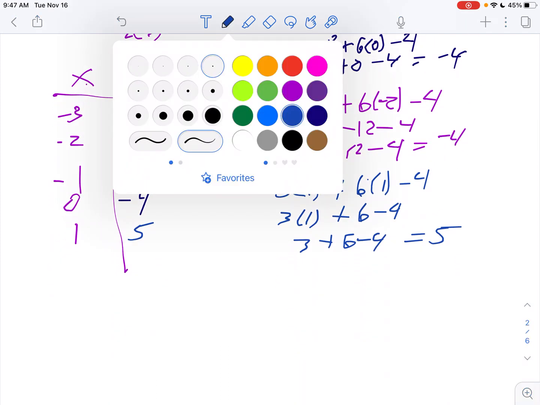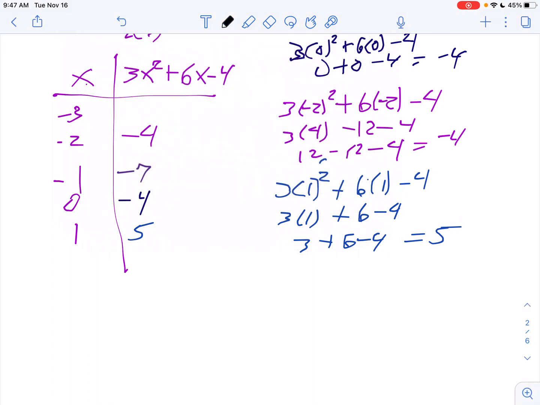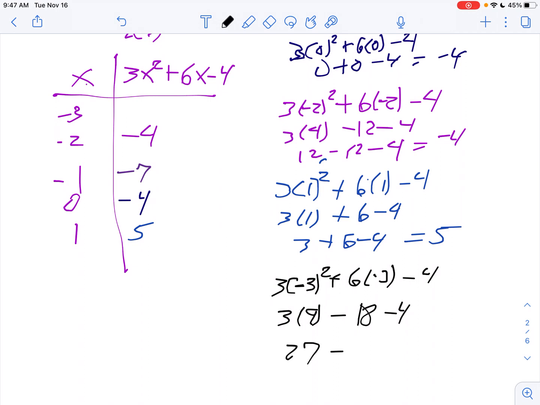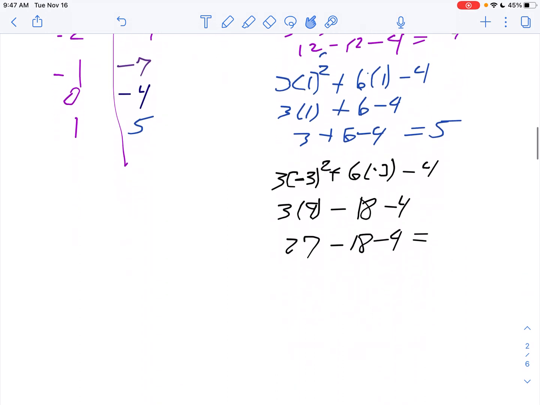And then let's do negative 3. Change pen colors here again so we can see the difference. So I'm going to go 3 times negative 3 squared plus 6 times negative 3 minus 4. So negative 3 squared is positive 9. 6 times negative 3 is negative 18 minus 4. 3 times 9 is 27 minus 18 minus 4. 27 minus 18 is 9. 9 minus 4 is 5. So it is symmetric. Now let's graph those points, knowing it's going to be a parabola.